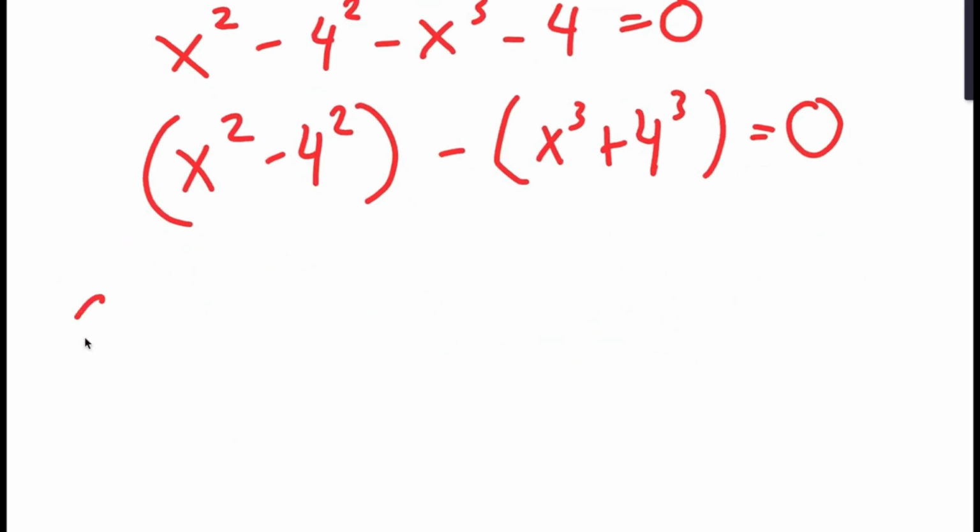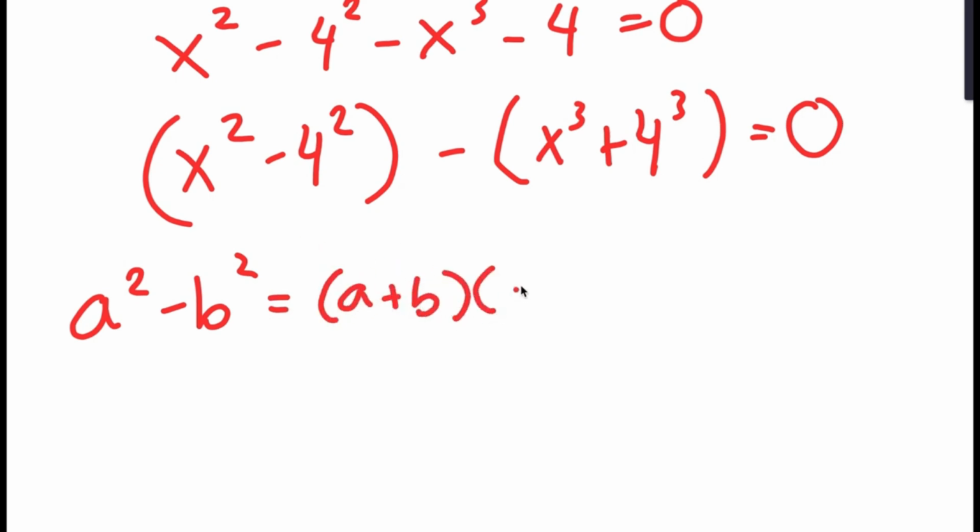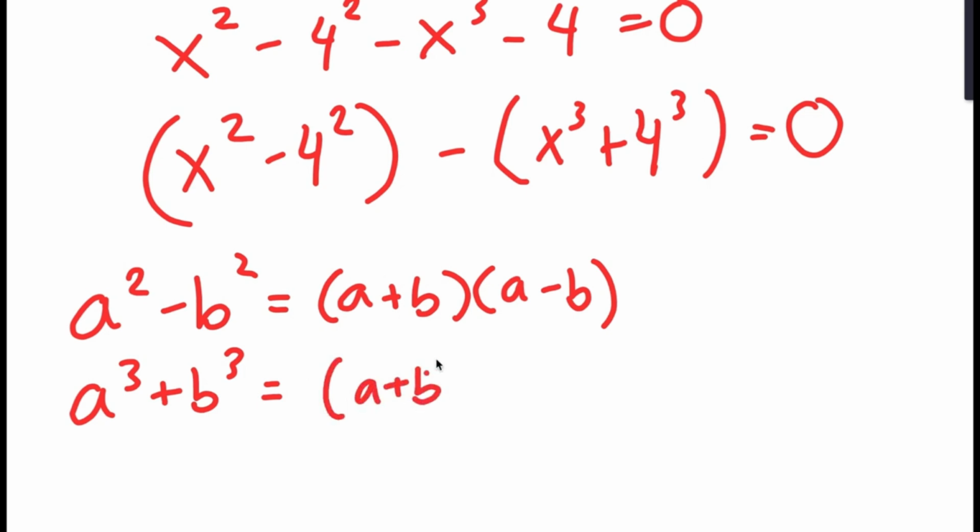Now, if I have something in the form a squared minus b squared, this is equal to a plus b times a minus b. And if I have something in the form a to the power of 3 plus b to the power of 3, this is equal to a plus b times a squared minus ab plus b squared.